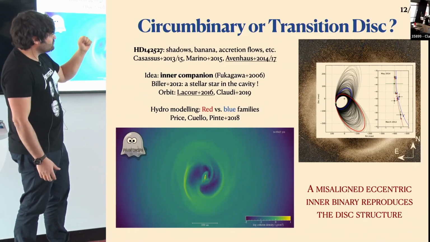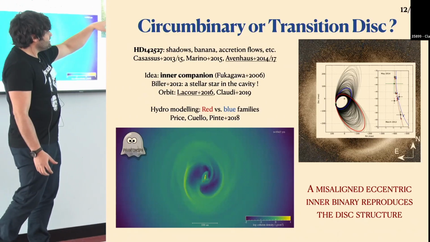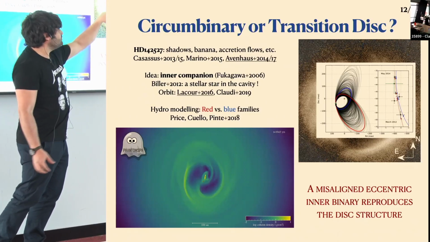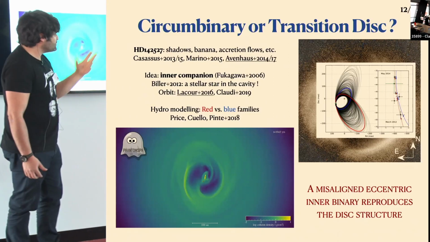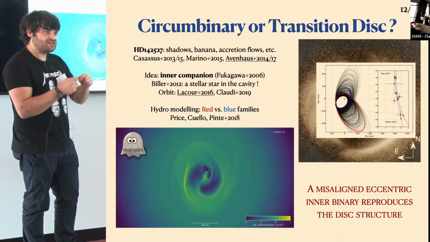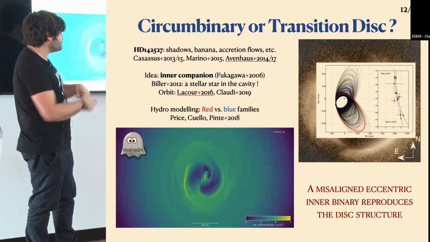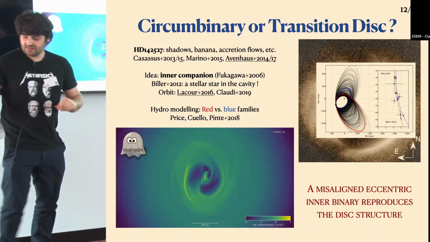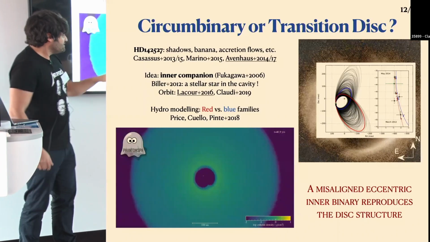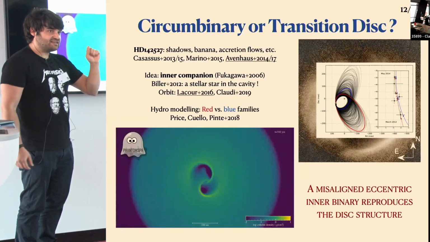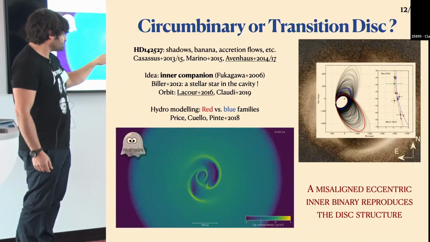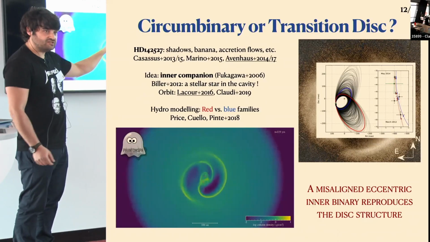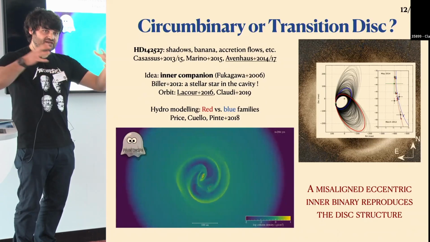But basically, a long story short, you have two kinds of families, the red family orbits and the blue family orbits. And the question we're trying to address here is, can we tell something about which type of orbit it is? So we tried many things. And the one that worked best in the end was this one here, where we have a misaligned eccentric inner binary, which is periodically perturbing the disk. So it's naturally forming a cavity.